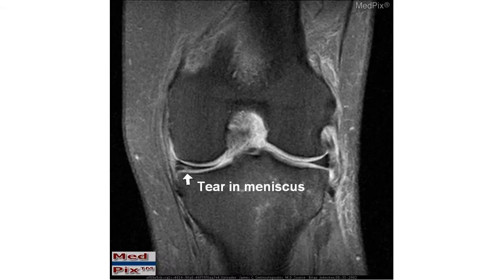Next slide. Now we have a lot more white in here, and you start seeing a little bit of tear in that meniscus right there. So you start seeing some white, and that would be indicative of liquid that's in and around, instead of it just being that fibrocartilage that composes the meniscus. It's going to have some liquid in there. Next slide.